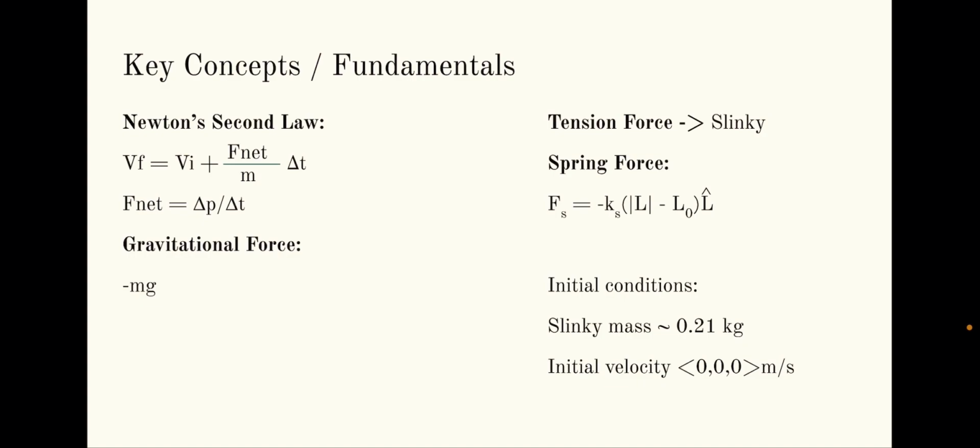And some initial conditions to include is that the Slinky's initial mass is around 0.21 kilograms. And the initial velocity is a zero vector here, since it is not initially moving.